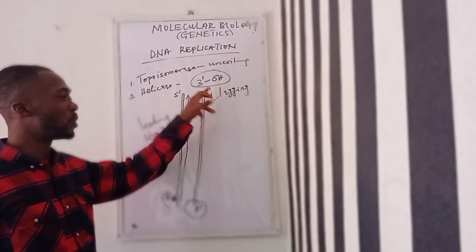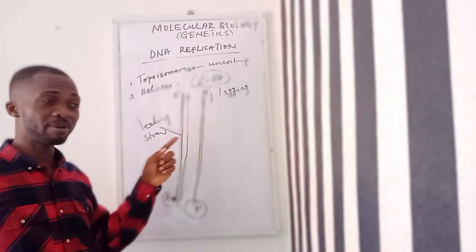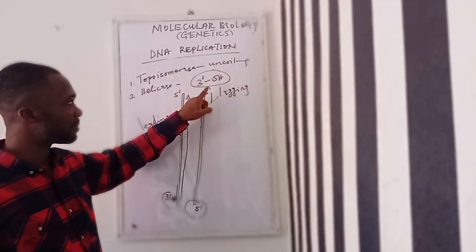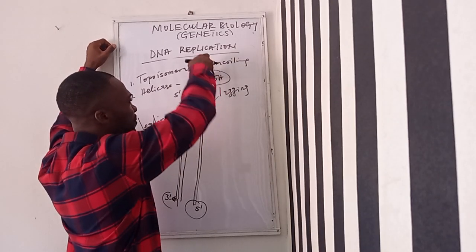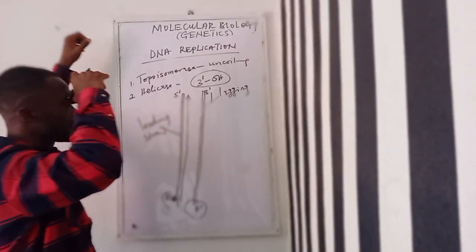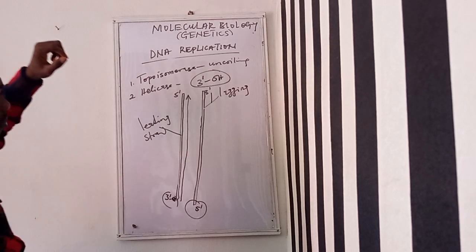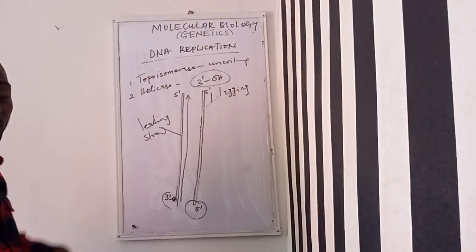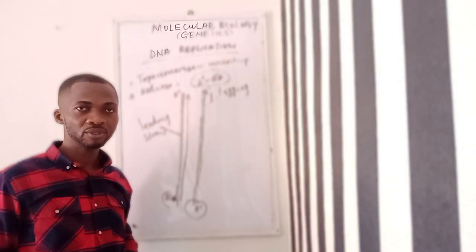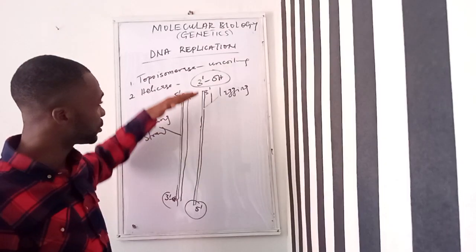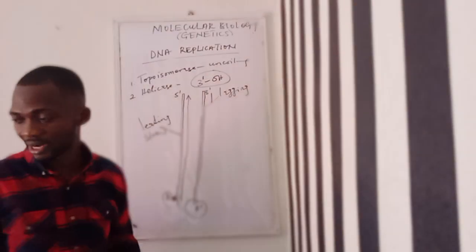Because we are looking for the 3' primer OH terminal, and that 3' primer OH terminal is found at this edge. That means that the DNA polymerase will now begin to add. Sorry, not the DNA polymerase, the RNA polymerase, which is primase, provides the terminal which the DNA polymerase will now use in the synthesis of this lagging strand.